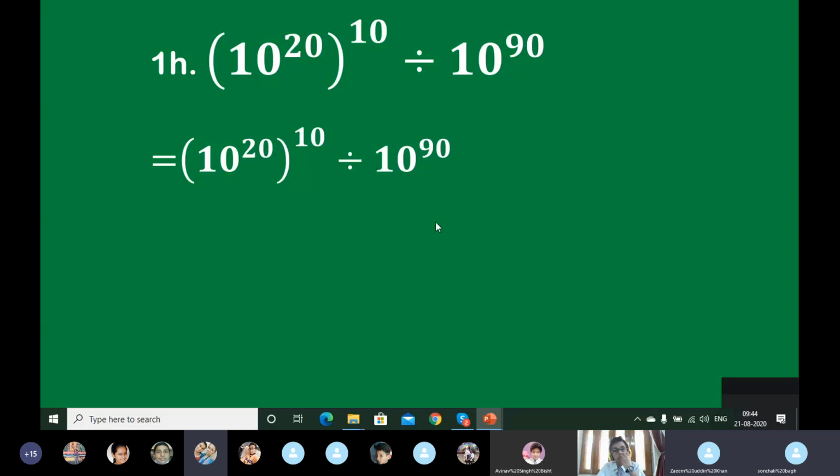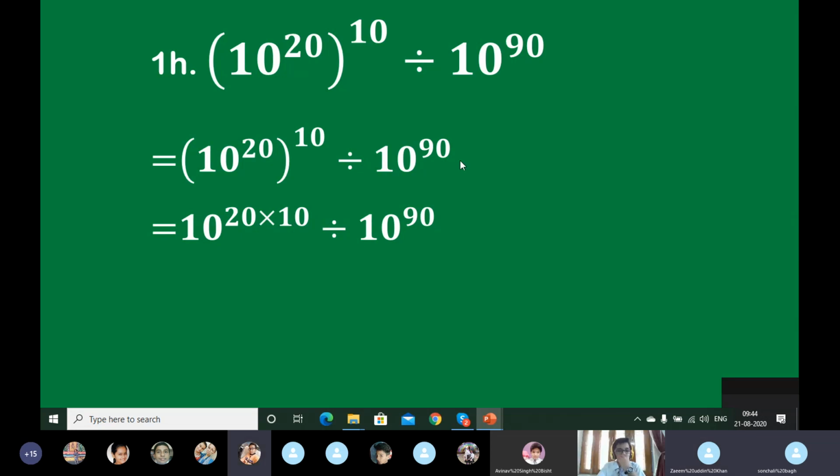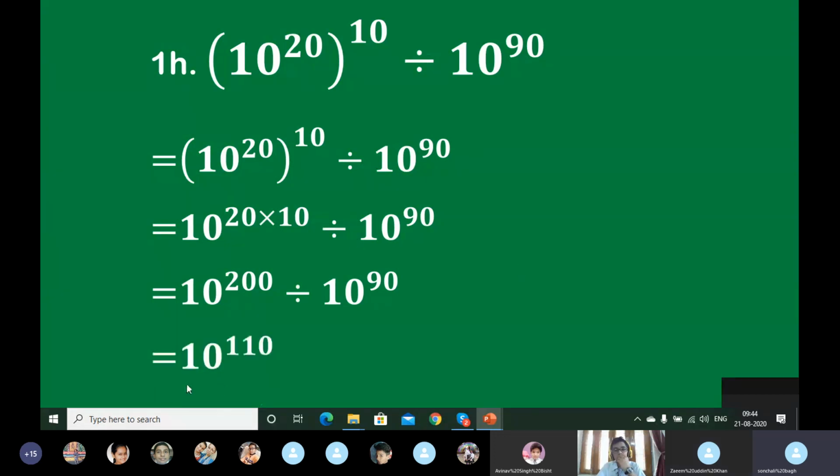Okay, so this is the question. Yes, we use the power of a power rule to multiply. So 10 to the power, multiply 20 into 10. We copied the base as it is. So what we got? 10 to the power 20 into 10 is 10 to the power 200. Copied as it is. Now you will use the division law. I have just subtracted the values. So 200 minus 90 gave us 110. 10 to the power 110. Ma'am, my answer is correct.